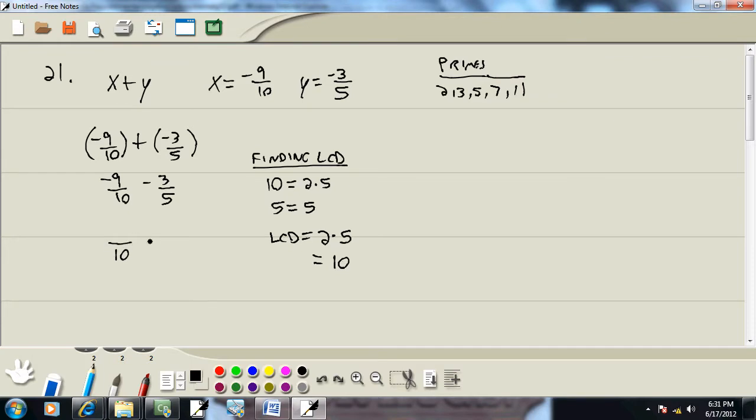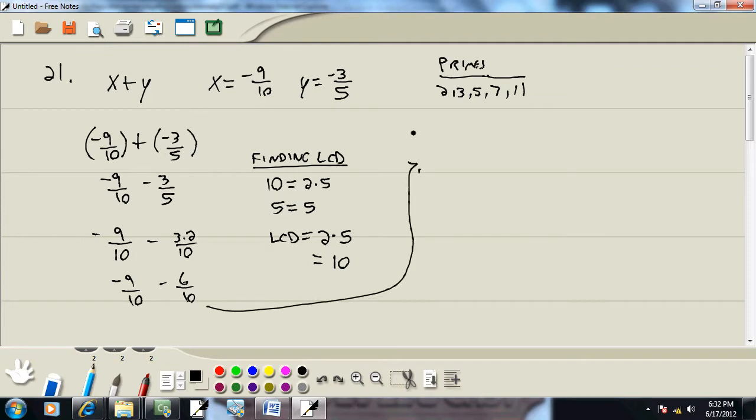So I want to rewrite each one of these with that new denominator. Now this one already has a 10, so I don't have to do anything with it. But this one, I multiplied the bottom part by 2 to get my new denominator, so I have to multiply the top part by 2. So that would be 3 times 2. So we got negative 9/10 minus 6/10.